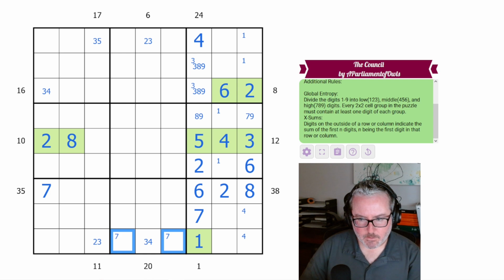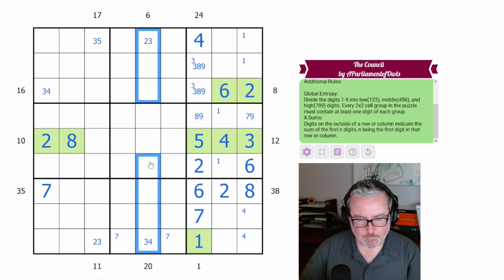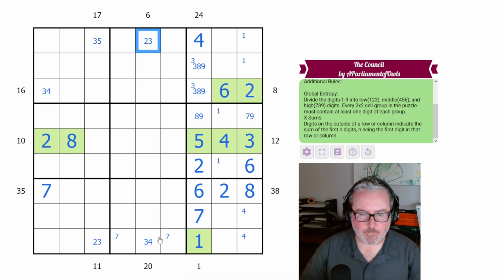One of these has to be a 7. No, it doesn't look like it. Okay, so let's start looking at some of those options again. If this was a 3, that would force this to be a 4. We would need 19. That doesn't ever work because these two would have to equal 19. You can't make 19 in 2 cells. So this can't be 3 because of what it does here.